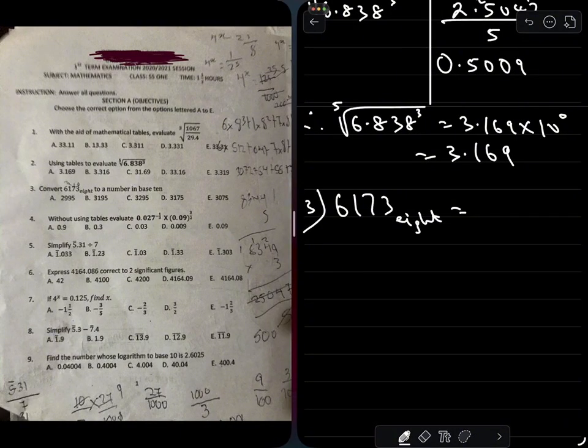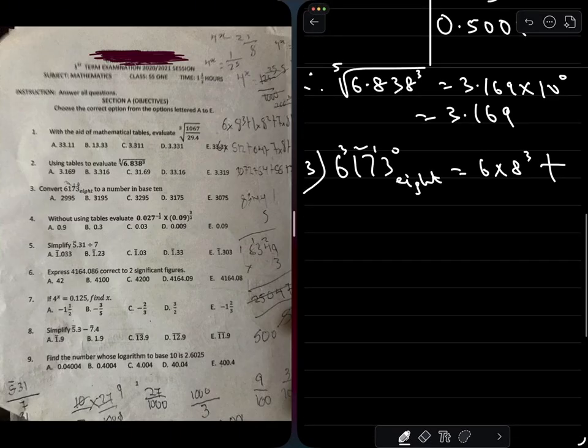To change to base 10, you use this trick: 0, 1, 2, 3. And that means what? 6 times 8 raised to power 3, plus 1 times 8 raised to power what? 2. Plus 7 times 8 raised to power 1. Beautiful. Plus 3 times 8 raised to power 0. Beautiful, beautiful. Let's write it well. Exactly.